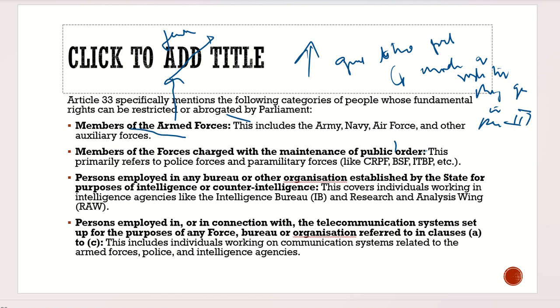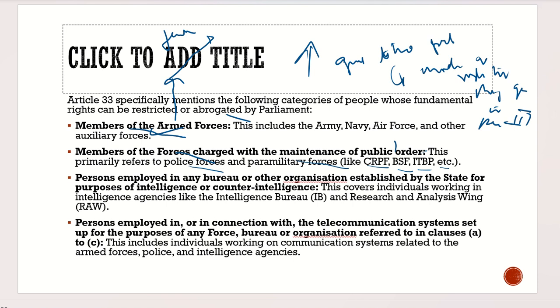These fundamental rights are restricted by the parliament for certain kinds of people, and one among them is the members of the armed forces. This includes the army, navy, air force and other auxiliary forces. So this is who is restricted. Then another is members of the forces charged with the maintenance of public order. This primarily refers to the police forces and paramilitary forces like CRPF, BSF, ITBP and so on. They are also forced to remain quiet about it. They cannot say anything about it, and their rights are restricted by the parliament.